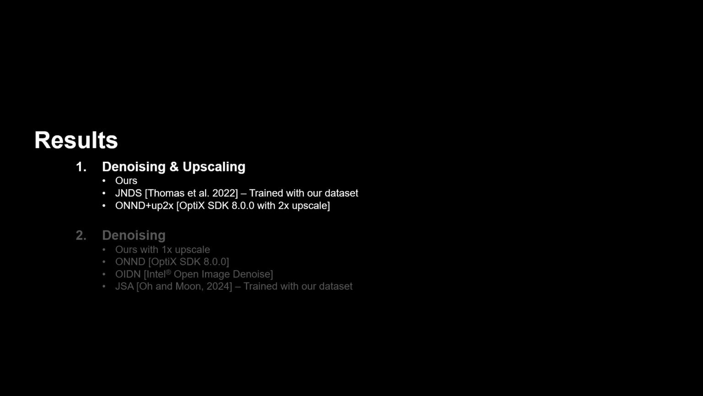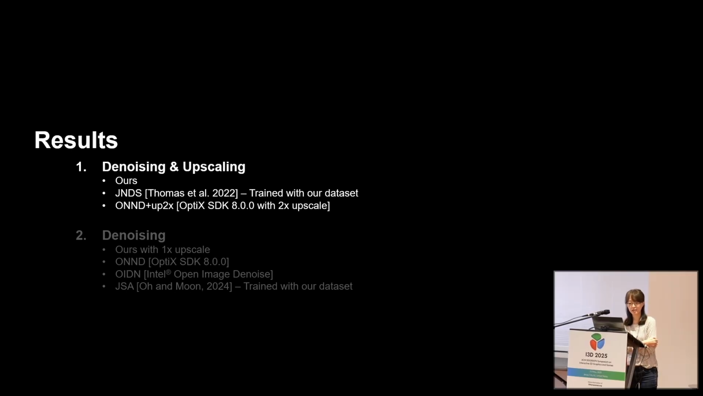And now let me present some results. For denoising and upscaling comparison, we have two baselines. First is the joint denoising and upscaling technique by Thomas et al. 2022. We implemented this technique from our side and also trained that model with our same dataset. And second is the OptiX denoiser from the SDK. It has a 2x resolution upscaling option, so we used that built-in option to have denoised and upscaled output.